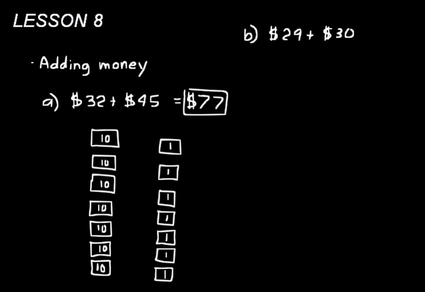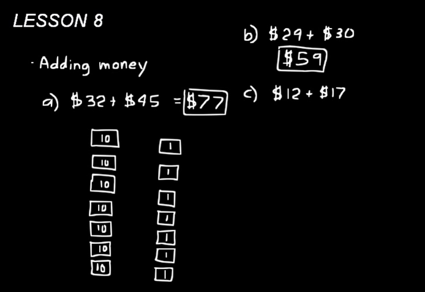Let's do another one. Let's add $29 and $30. So I'm not going to write out all the $10 bills this time. You can either use your dollar bills that you have or just do it in your head. So you think of how many tens you'd have. You have 2 tens in the 29. You have 3 tens in the 30. And so that would be 5 tens. And then you have 9 ones in 29. You don't have any ones in 30, so 9 and 0, that would be 9. So $59 is the sum of $29 and $30.